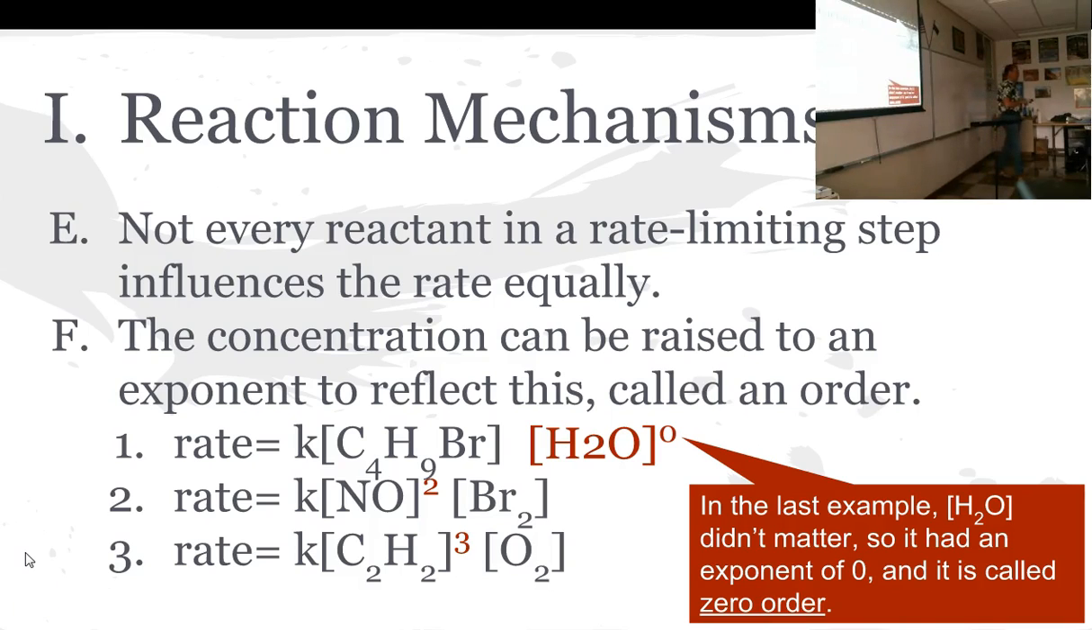Okay, so in that last example, we said that only the concentration of that one reactant influenced the speed of the chemical reaction.